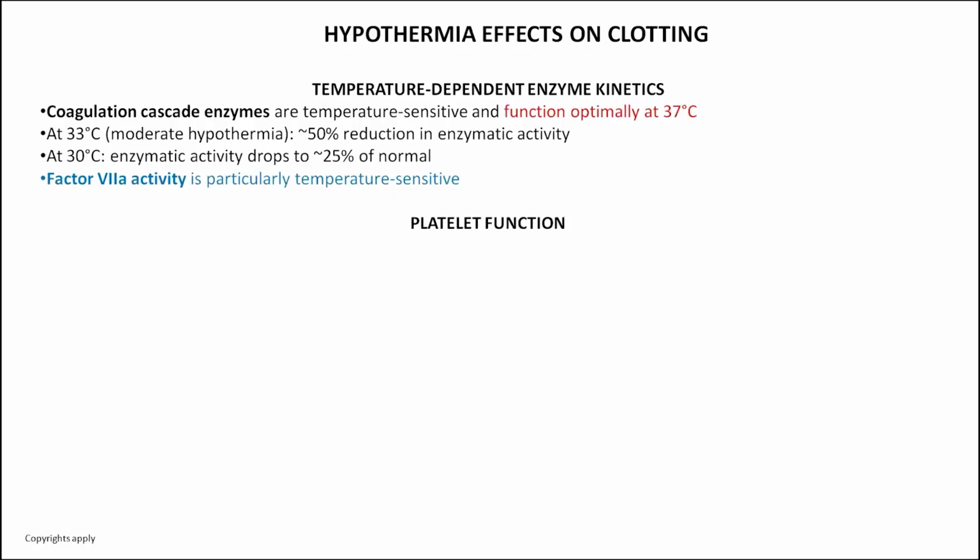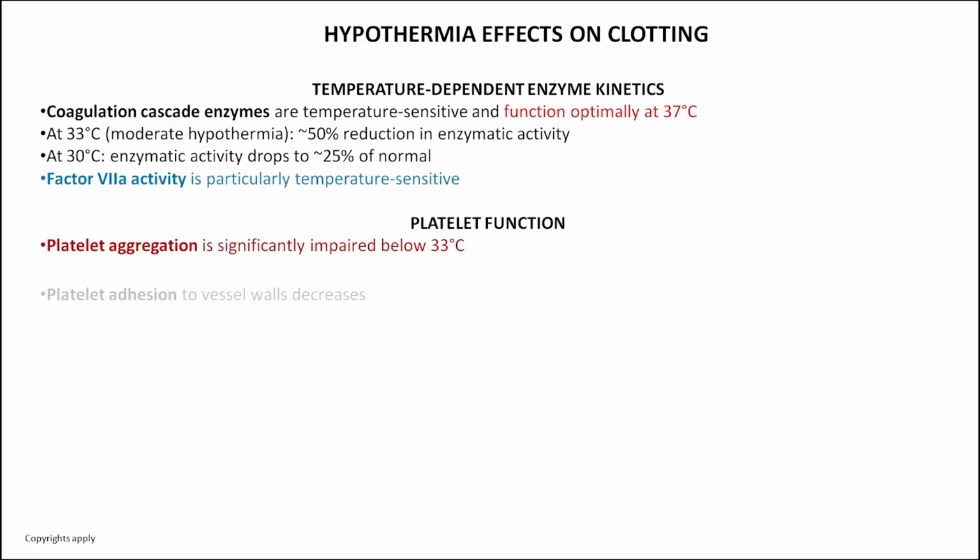Factor 7a, which is the earliest factor to get depleted, the factor which has the shortest half life, is the most vulnerable one, and it is highly temperature sensitive. If this is not present, the rest of the clotting cascade would not work properly. So this is the role of hypothermia on clotting.